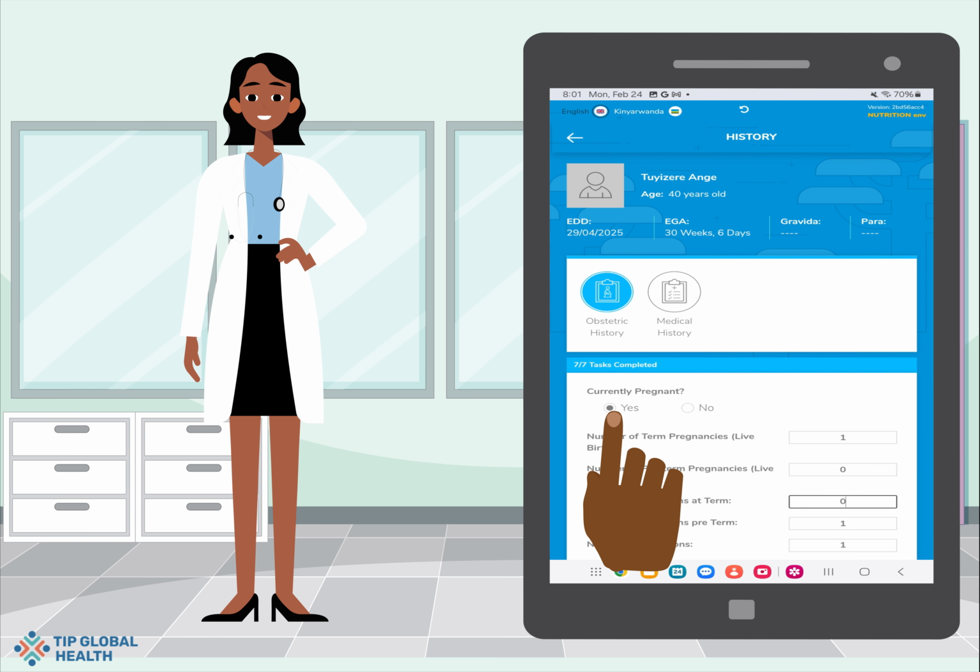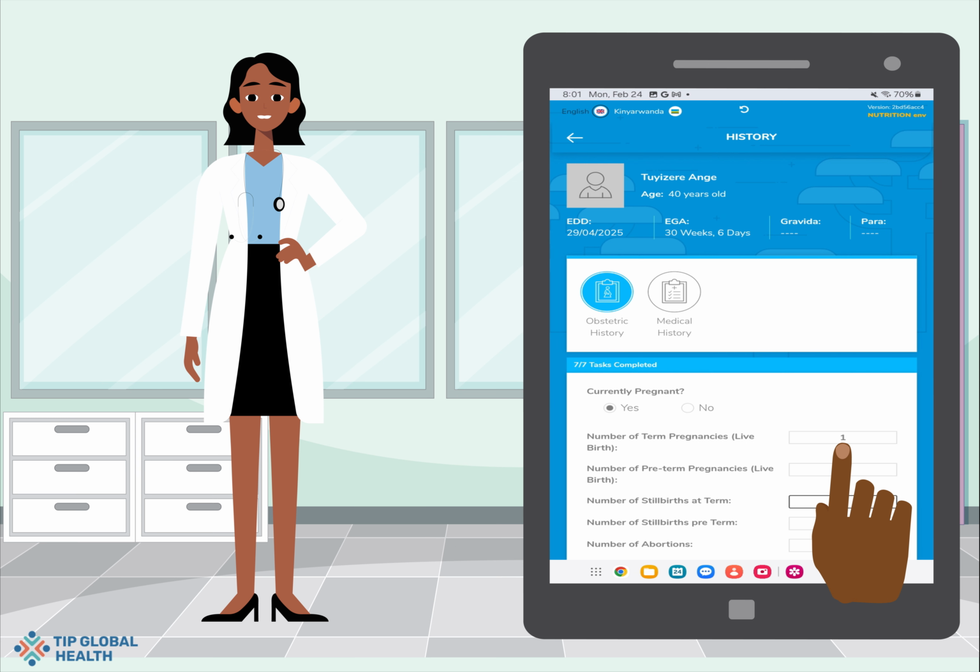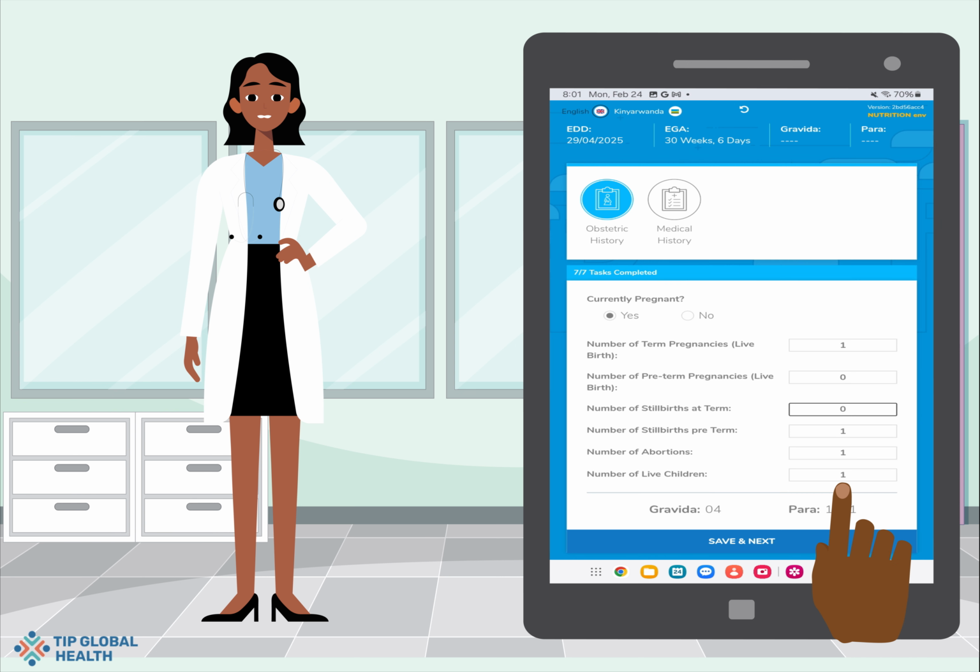We can confirm that she's currently pregnant. She has had 1 term pregnancy live birth, 1 preterm pregnancy stillbirth, 1 abortion, and 1 living child. So she's gravid of 4, which means she's been pregnant 4 times.